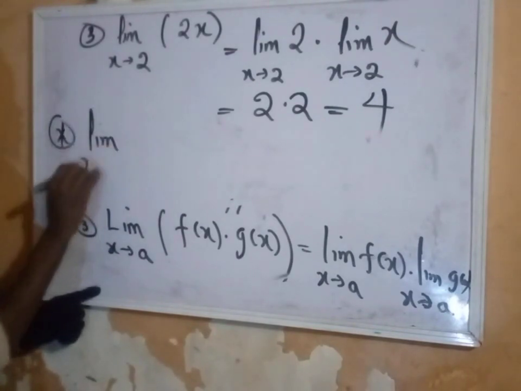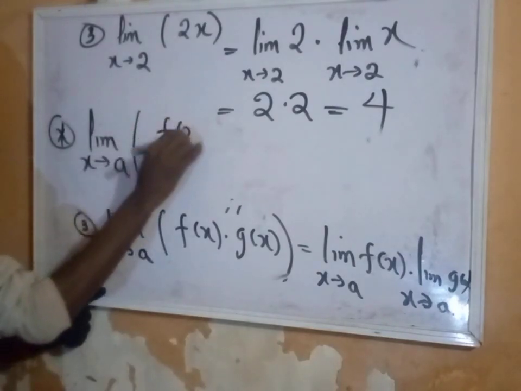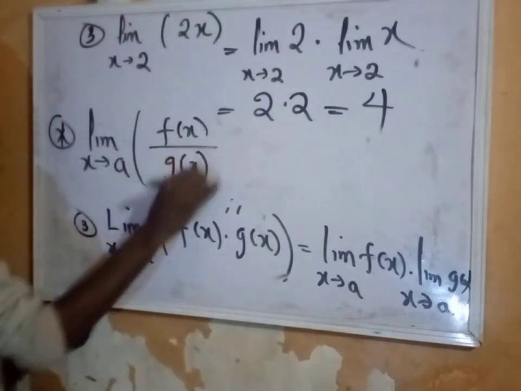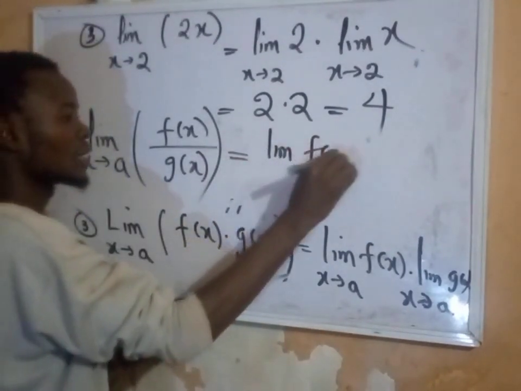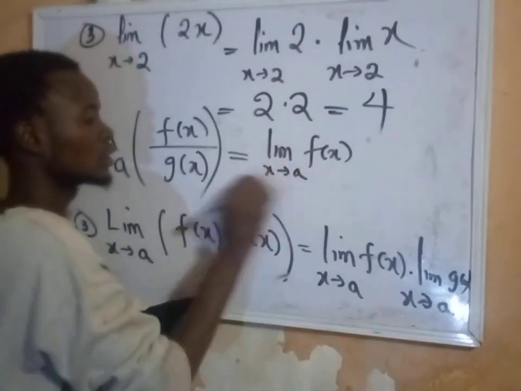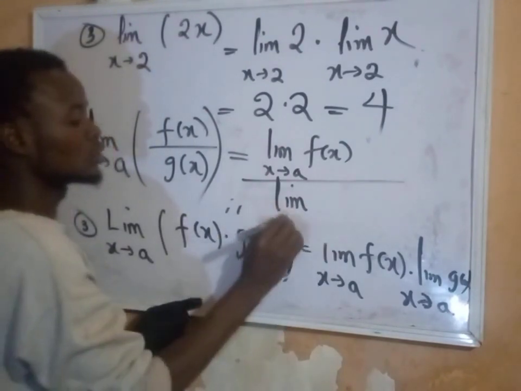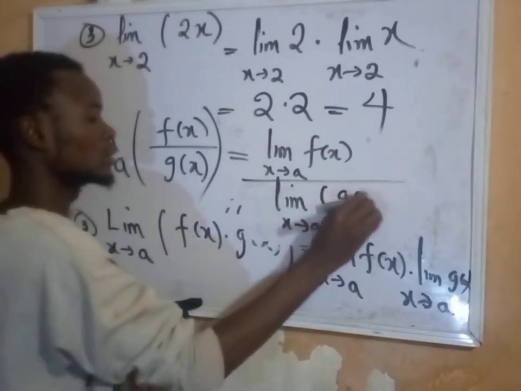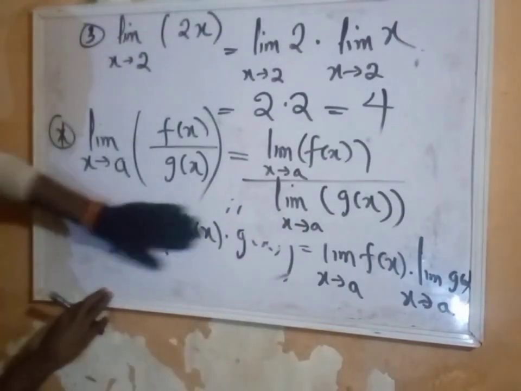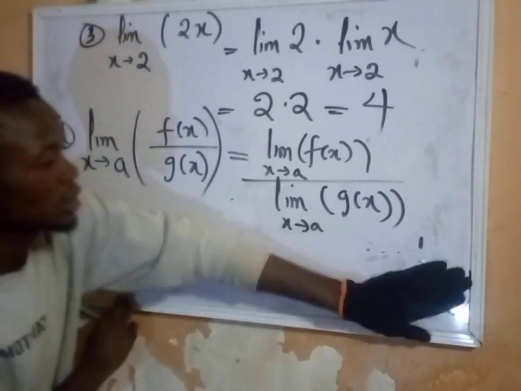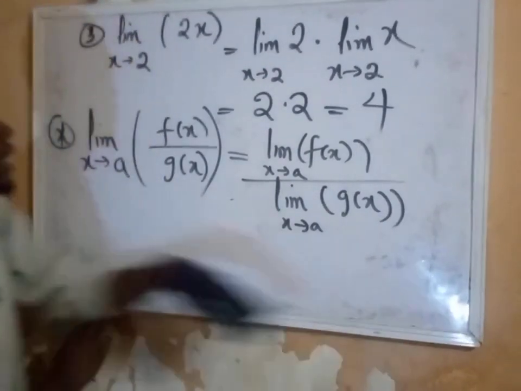So the next limit is division. Given the limiting value of x tends to a, open bracket, let's say we have f of x divided by g of x. What they are going to do is just separate this: the limit of f of x as x tends to a, divided by the limit as x tends to a of g of x. So that is what the rule says. If you are given this particular limit, just separate it, then you get the final answer.